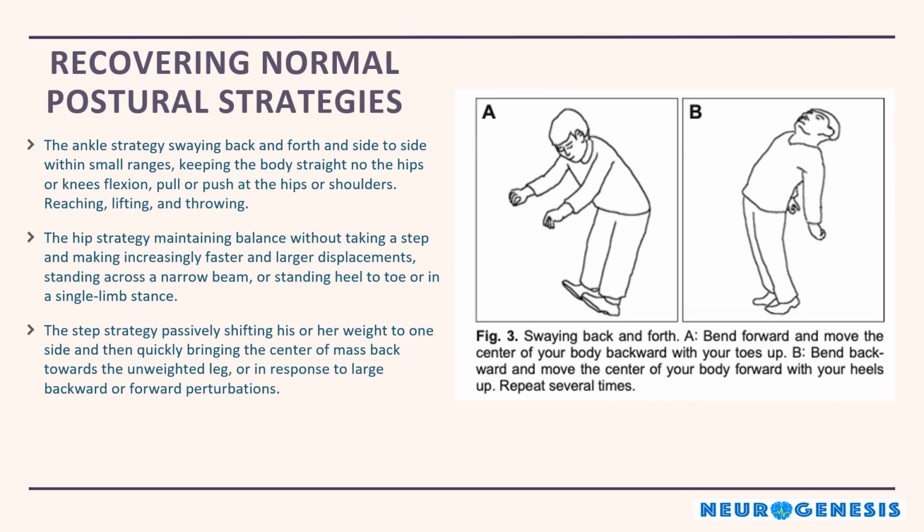To work on the ankle strategy, we start by teaching the patient how to sway back and forth, and then side to side, in small ranges, then increase the ranges. Remember, when we sway them, we want to keep the hip and the knee extended and not flexed. Once they achieve this, then you want to give slight perturbations. Make sure that you have all your safety precautions on so the patient doesn't fall. Slight perturbations at the hips and the shoulders. Then, once the patient's good at all this, we start teaching them how to reach and lift and throw. For hip strategies, we work on a narrow beam, standing on heel and toe, or even standing on one leg, stepping up, stepping down.